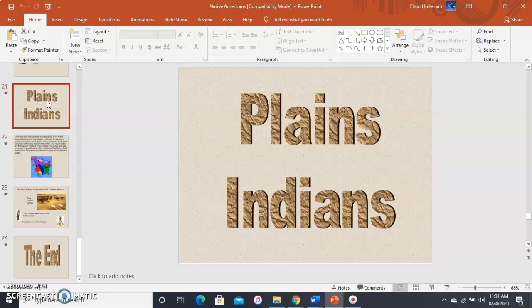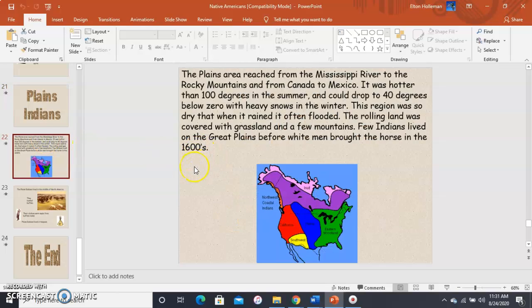So the next Native American tribe we're going to talk about is the Plains Indians. Here's that map that's good for you again. The Plains area reached from the Mississippi to the Rocky Mountains and from Canada to Mexico. It was hotter than 100 degrees in the summer and could drop to 40 degrees below zero with heavy snows in the winter. That is some weather extremes. This region was so dry that when it rained, it often flooded because the land couldn't hold the water because it was dried up. The rolling land was covered with grasslands and very few mountains or hills.